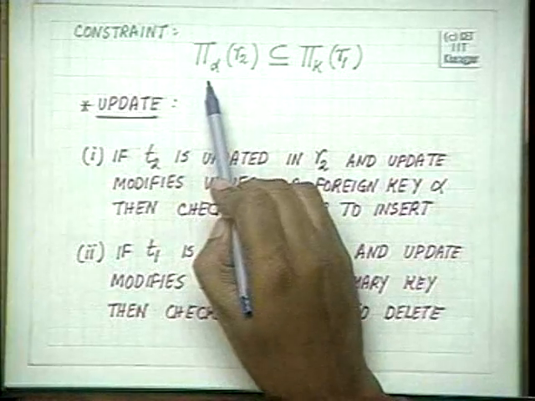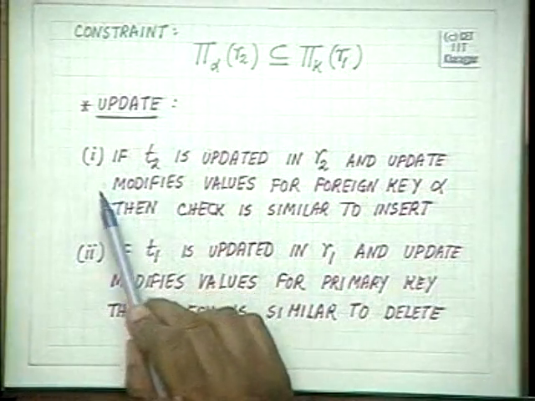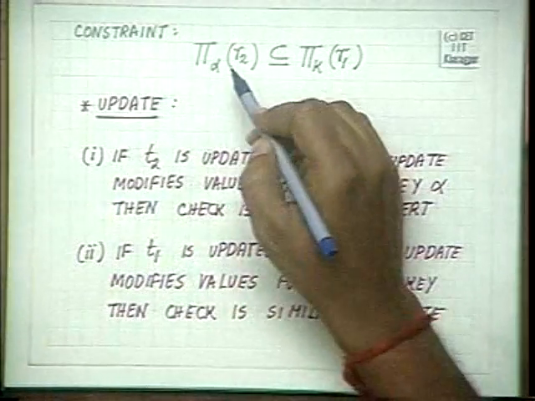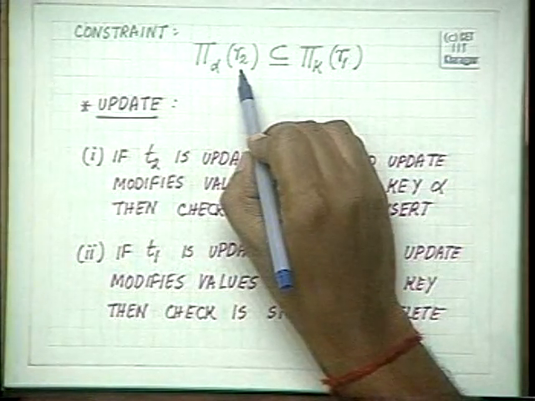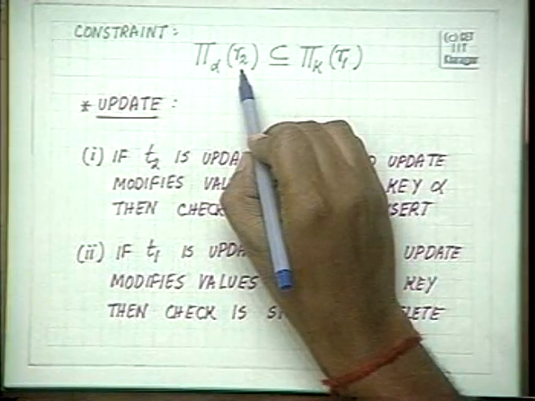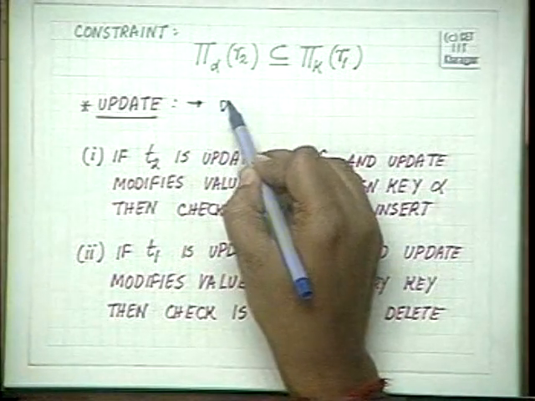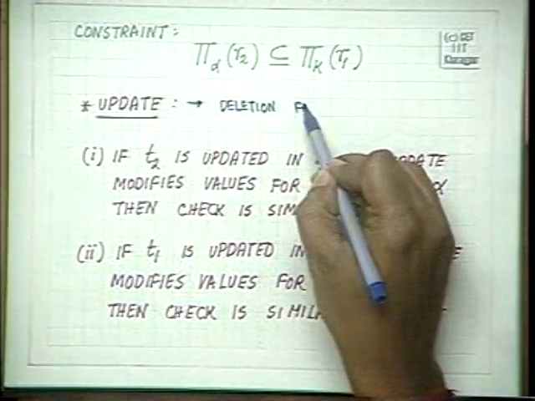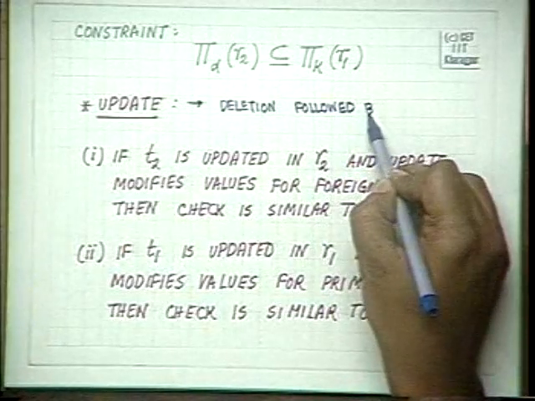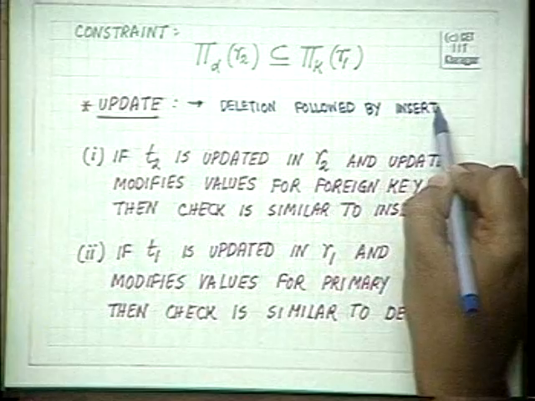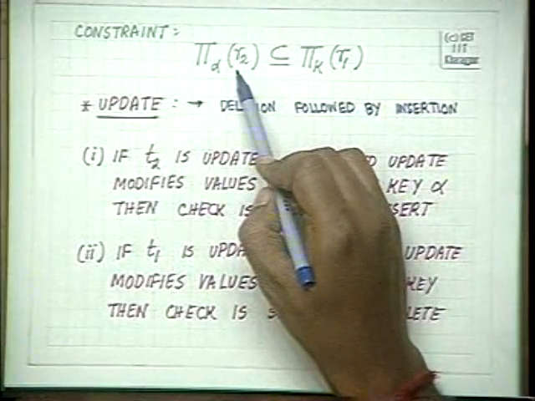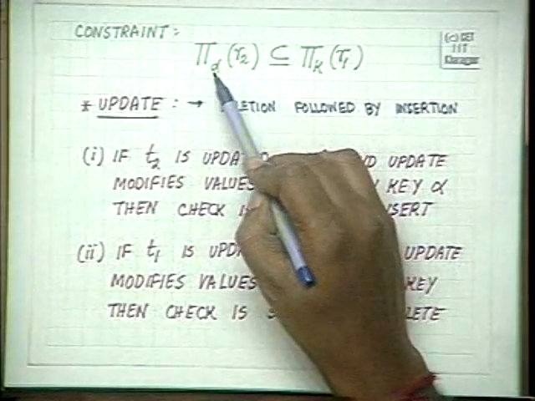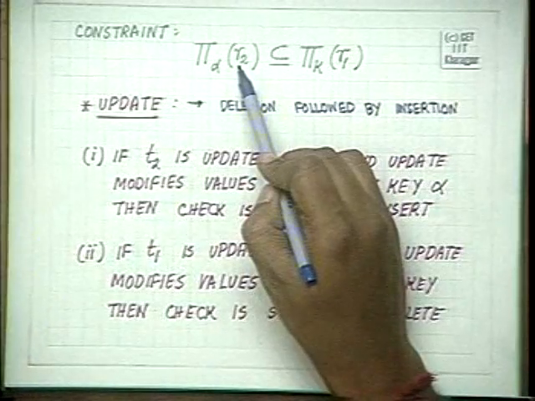Lastly, we come to the concept of updation. What do we do during updation? Let us see. If we modify a value of R2, that is, we modify a tuple in R2. Now, as we said before, updation can be looked at as a combination of deletion followed by insertion. So if we look at updation to be deletion followed by insertion, if an element is deleted from R2, we have no problems. When an element is inserted into R2, we do a check. So when a tuple T2 is updated in R2, we will do the check corresponding to insertion.